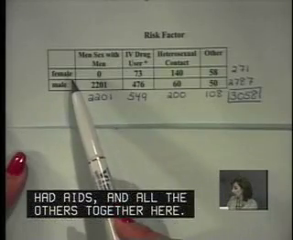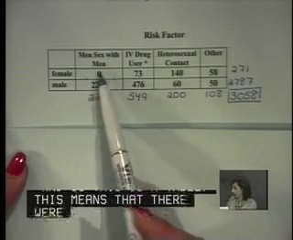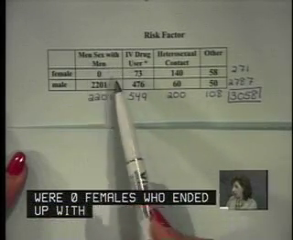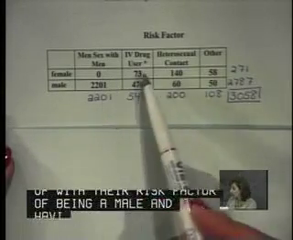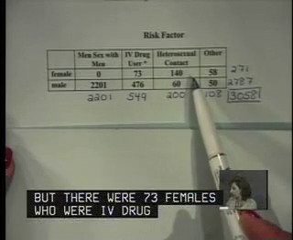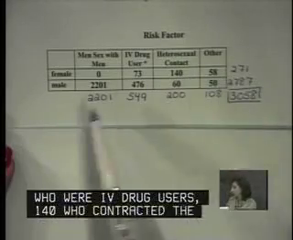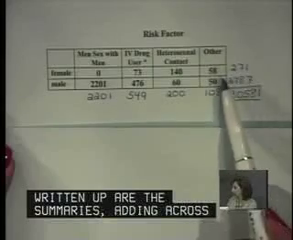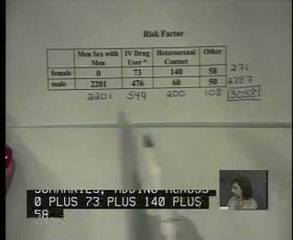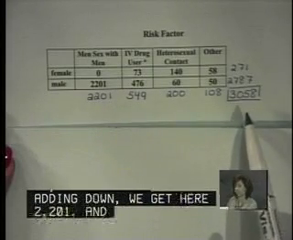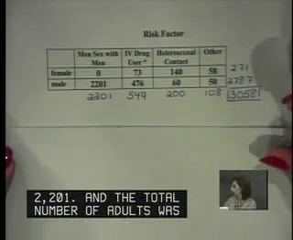So this is a table. It means there were 0 females whose risk factor was being a male having sex with a male. Well, that part makes sense. But there were 73 females who were IV drug users, 140 who contracted the disease through heterosexual contact, and so on. You can read this. By hand, I've written up the summaries. Adding across 0 plus 73 plus 140 plus 58, we get 271. Adding down, we get 2,201. And the total number of adults was 3,058. I didn't include the children in this case.